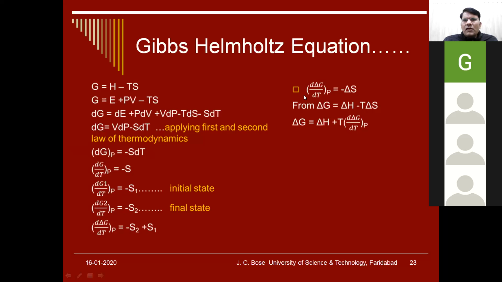Now we have the value of d by dT of this delta G at constant pressure. It comes out to be equal to minus delta S. So if we substitute the value of delta S into this equation, delta G equal to delta H minus T delta S, then delta G will be equal to delta H plus T times del by del T of delta G at constant pressure. This is known as the extended form of the Gibbs-Helmholtz equation, and this form has certain applications.